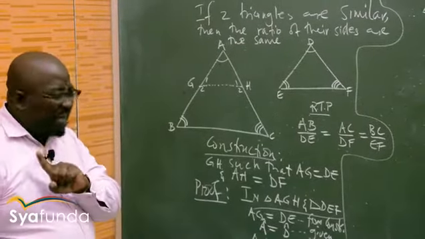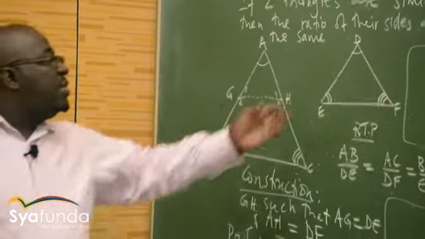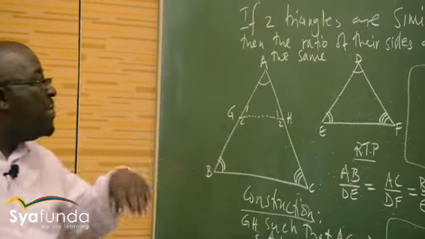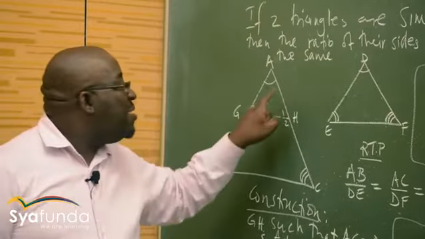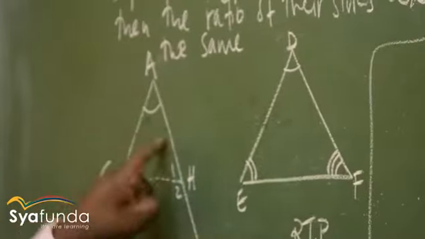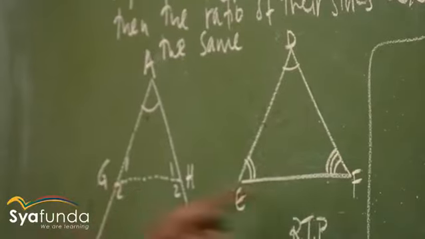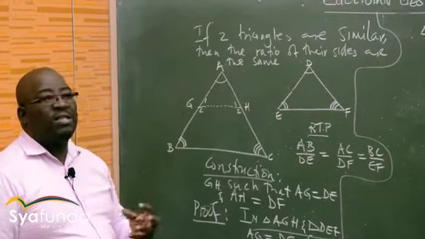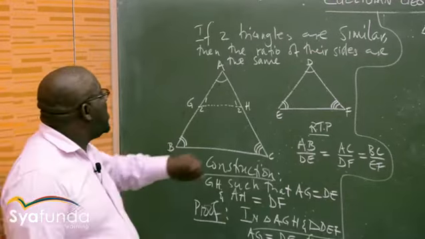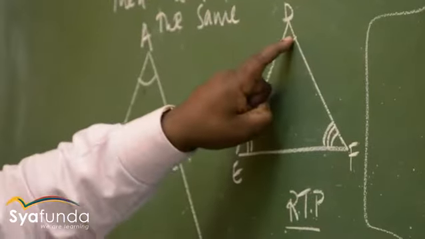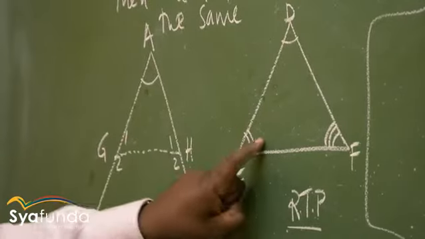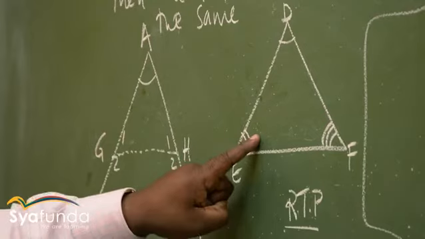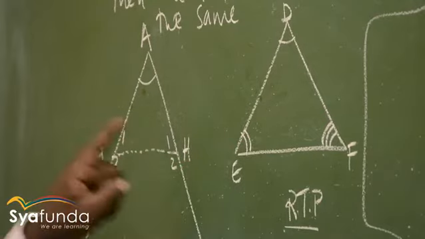What is this saying to us? Once we say this triangle is congruent to this triangle, we mean that the corresponding sides are the same. We're getting that from the fact that the two triangles are congruent, as well as the corresponding angles. We also mean that this angle is equal to this one, G1 will be equal to angle E, so congruence. H1 will also be equal to F.